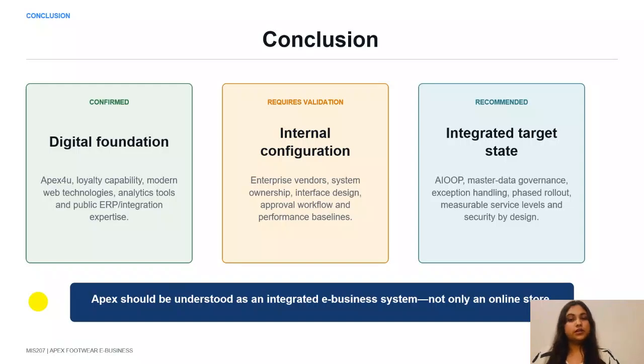Our recommended target state is AIOOP, supported by master data governance, exception handling, phased implementation, measurable service levels, and security by design. Therefore, our main conclusion is Apex should be understood as our integrated e-business system, not simply as an online store. The value of our recommendation comes from connecting customer experience with operational processes, information management, and governance.